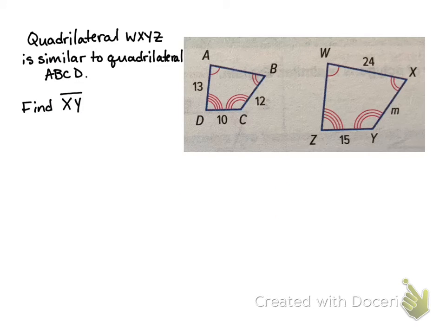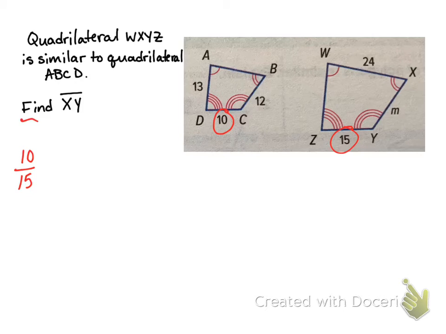This one is telling us that these two shapes are similar. So let's find a side length here. We're going to need to use our scale factor. So first we need to determine what our scale factor is, and the immediate thing we should probably do is see, is there a side length from ABCD that's corresponding to WXYZ? And we would say yes. Well, 10 and 15 correspond, so we'll set that one up.